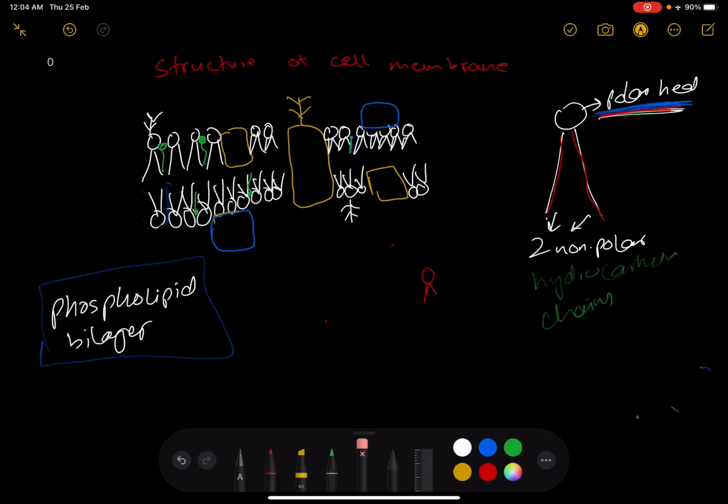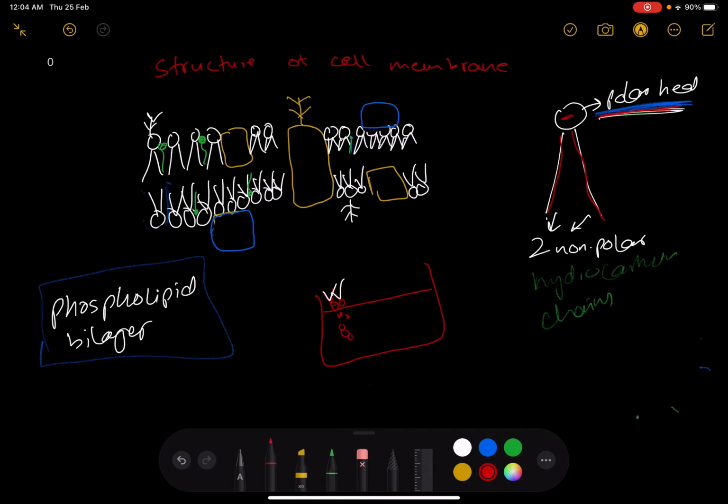If you put some phospholipids in water, let's say this is a container and you put phospholipids in the water, there are a few possibilities. One is that they would stand upright, because the head is polar, let's say it has a negative charge. So the polar head would be attracted to the water, whereas the tails would be repelled by the water.